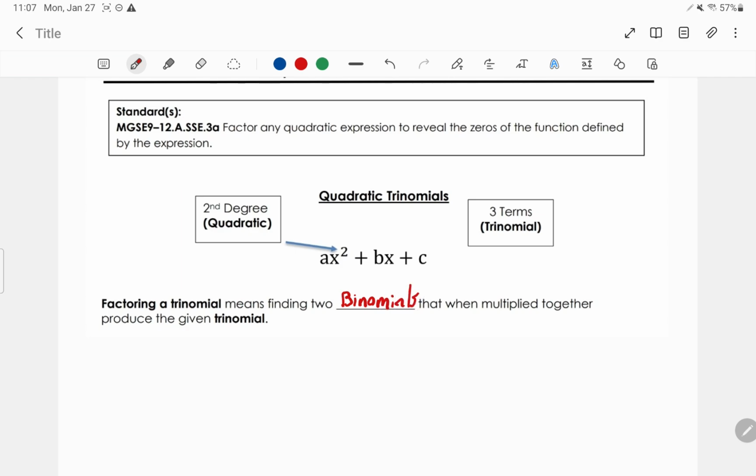Alright, now copy that one. Now a binomial is going to be something that looks like this: x plus a number. That is a binomial. The reason we call it a binomial is that we have 2 terms. So we're going to be breaking this guy into 2 binomials, but first we need to learn and develop a skill in order to do this.